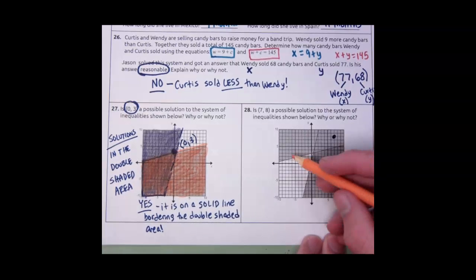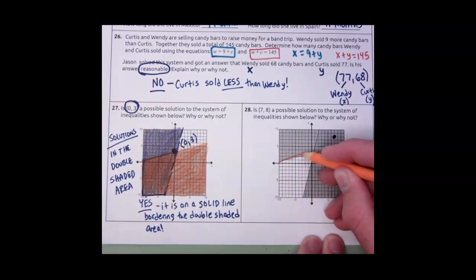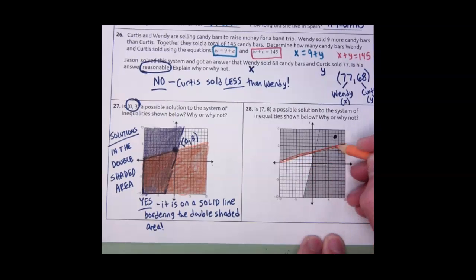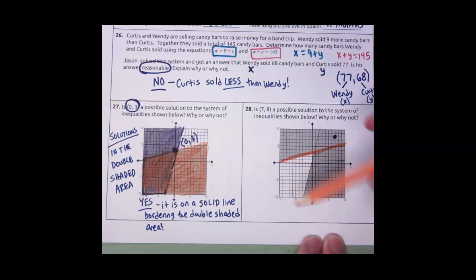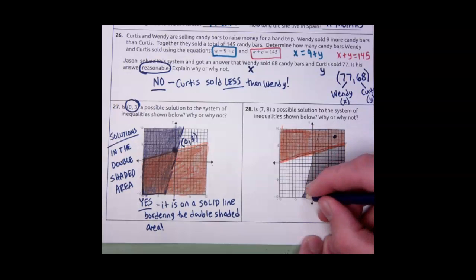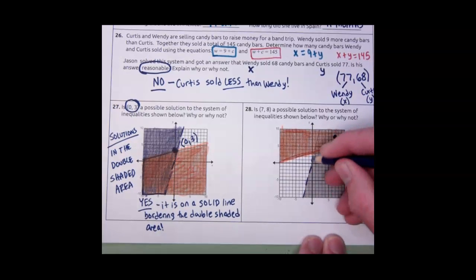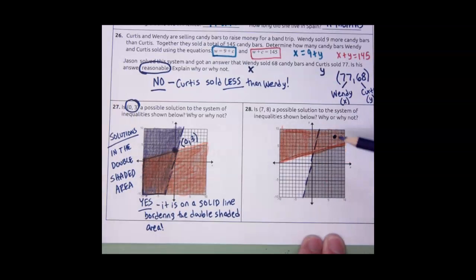I'm going to take a look at each line. I'm going to take a look at this line first. Well, I know it's solid, so I'm going to make it a solid line. And I know it's not shaded below because this is white. So I know it was shaded above. So don't use the thinking that the darkest gray is always going to be the double shaded area. Okay, let's take a look at the other line. This line is dashed. Now, it's obviously not shaded to the left, it's obviously shaded to the right, because if it was shaded to the left, then this white part would be shaded.